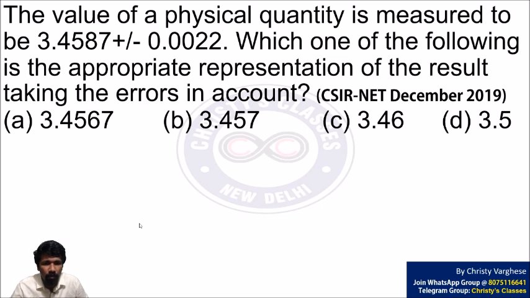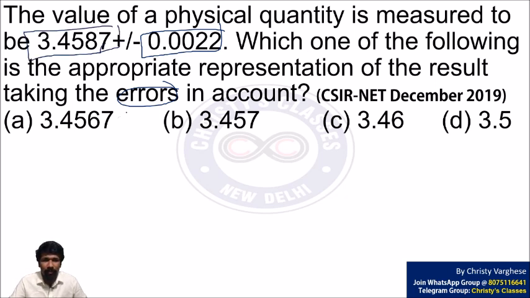Here, the value of a physical quantity is measured to be 3.4587 plus or minus 0.0022. The plus or minus does not matter because we are analyzing the error. To analyze the error, this value is enough. The variation you don't actually need, because this is not exactly asking accuracy or precision. It is only asking which has less error. That means which option is more away from the correct answer, that only you have to check.